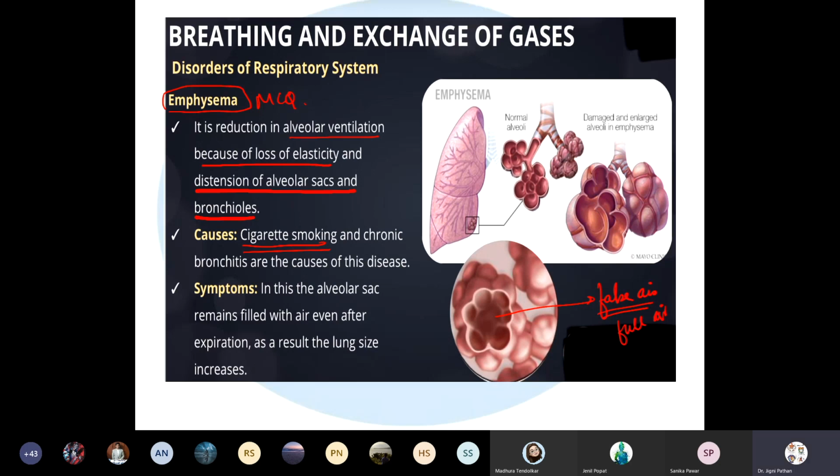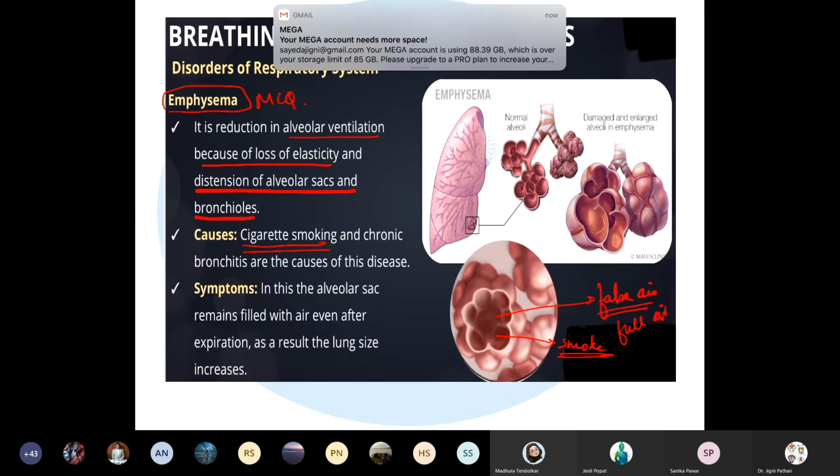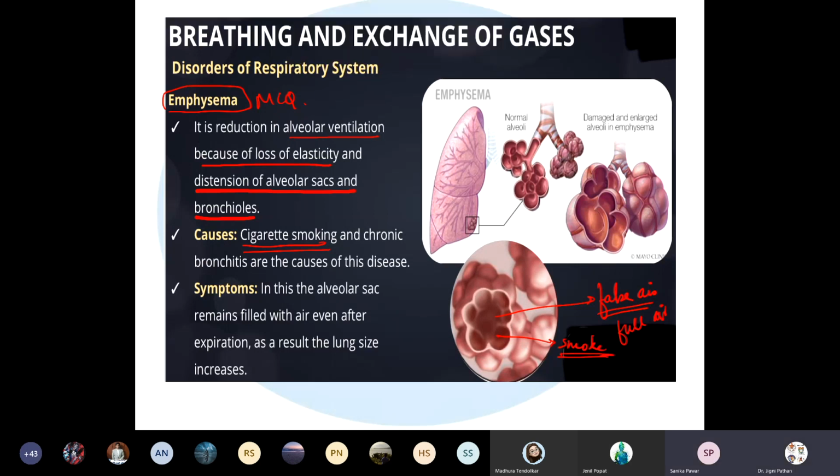It's a chronic disorder. Cigarette smoke is basically what? Toxic air, right? It's filled with smoke, basically. Is it clear, Sanika? Yes, ma'am. So it's filled with smoke.